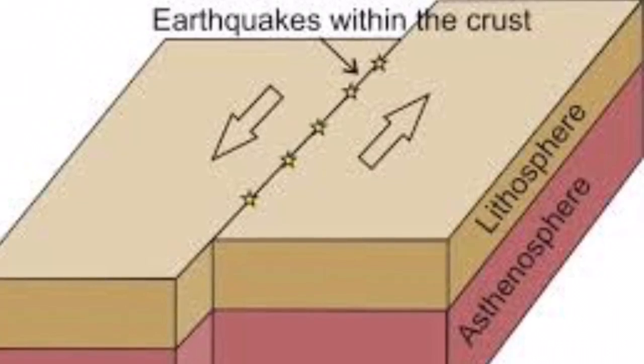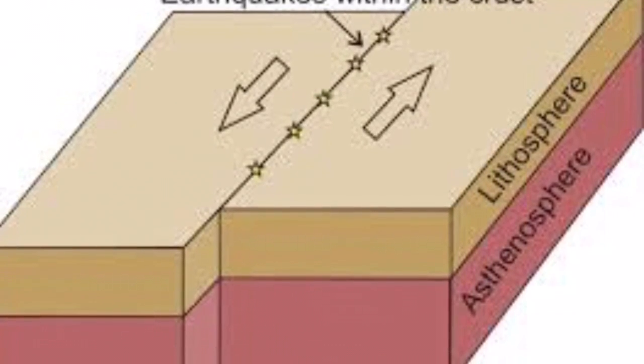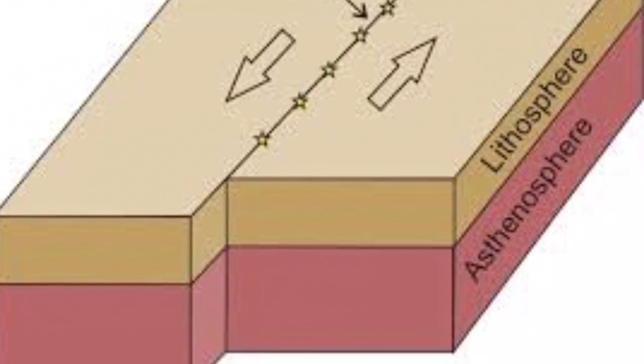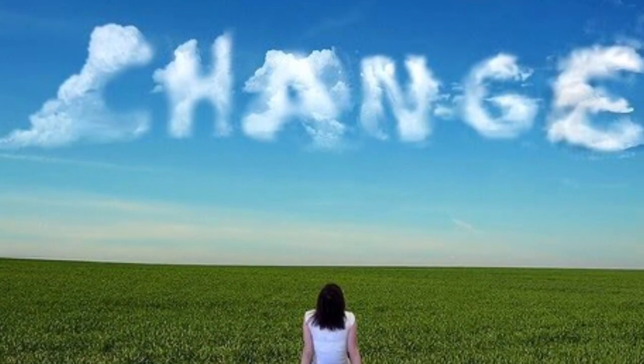Next! So strict, Jonah. But anyway, the next kind of boundary is called a transform boundary. This is where two plates slide past each other in opposite directions, and it is usually found on the ocean floor. It's kind of like rubbing sandpaper together, except the sheets of sandpaper are tectonic plates.